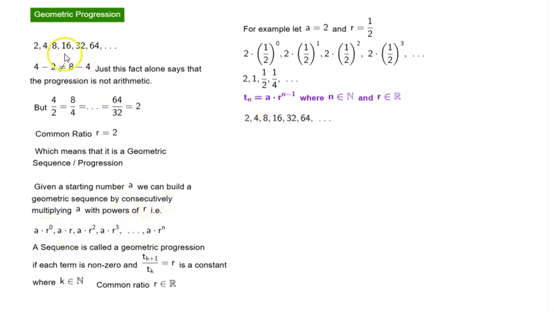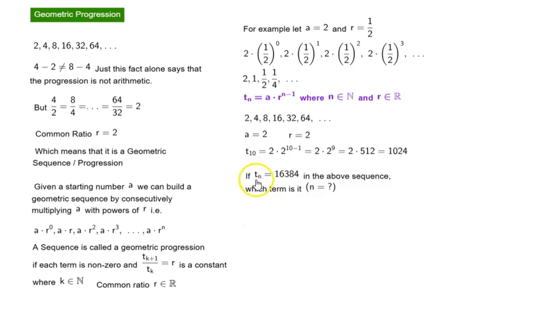Let's continue with the original progression. 2, 4, 8, 16, 32, 64. Here A is 2, R is 2. What will be the 10th term? So T sub 10 is equal to A times R to the power of n minus 1. So 2 times 2 to the power of 10 minus 1, which is equal to 2 times 2 to the power of 9. And if we know our powers of 2, then we can just combine this into 2 to the power of 10, which we know is 1024.